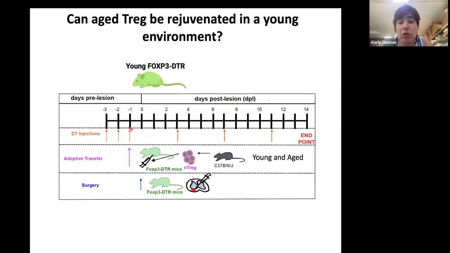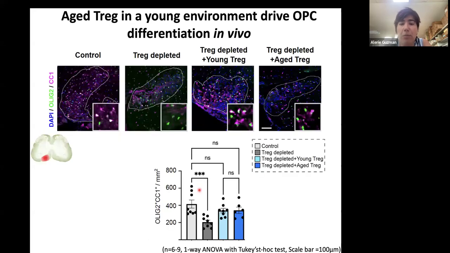And then once the endogenous Tregs were depleted, we could adoptively transfer and give these mice wild-type Tregs that come from either young or aged mice. These wild-type Tregs are not green, so we can distinguish the endogenous from the adoptively transferred ones. And they are also resistant to diphtheria toxin, of course, so they will not be depleted by the diphtheria toxin, and this allows us to basically substitute the endogenous population by either young or aged Tregs. And then we went back to our lysolecithin-induced demyelination. And the first thing we looked at, obviously, was the number of oligodendrocytes in the lesion, again, using OLIG2 and CC1 as markers of oligodendrocytes.